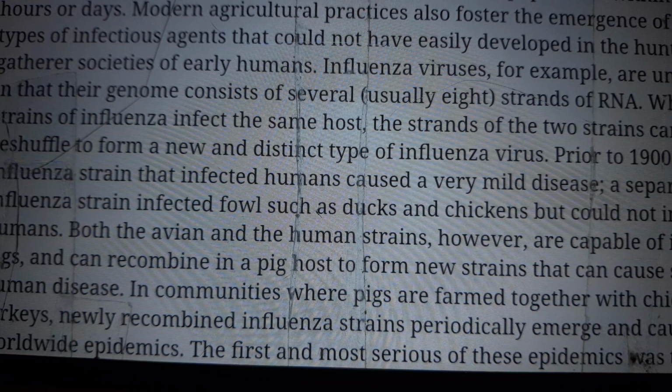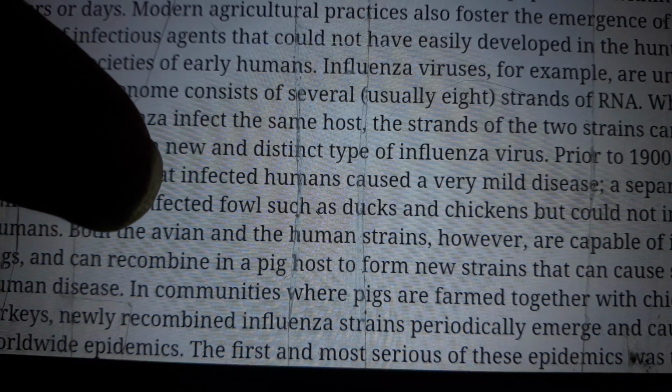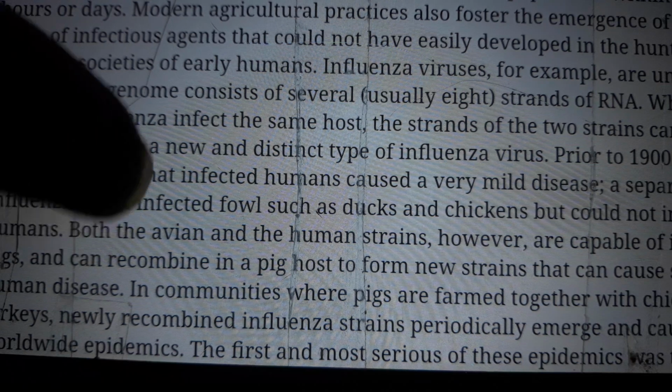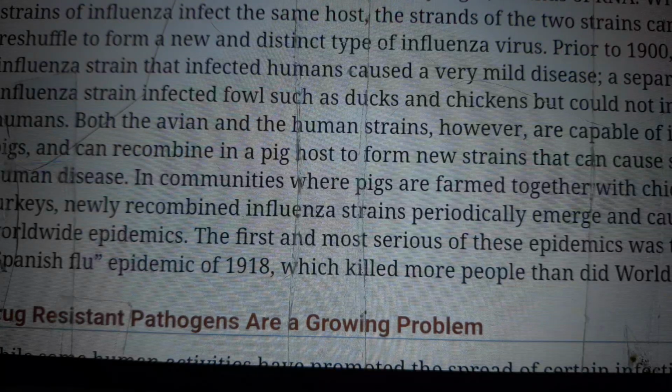Modern agricultural practice also fostered the emergence of certain types of infectious agents that could not have easily developed in the hunter-gatherer societies of early humans. Influenza viruses, for example, are unusual in that their genome consists of several, usually 8, strands of RNA. When two strains of influenza infect the same host, the strands of the two strains can reshuffle to form a new and distinctive type of influenza virus.